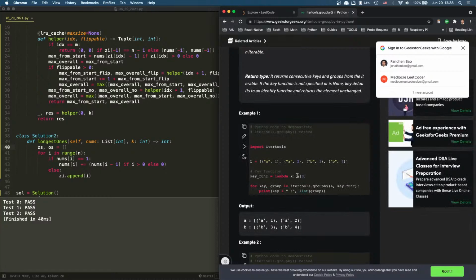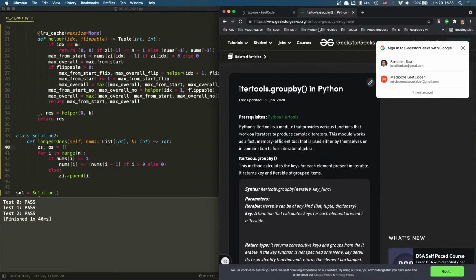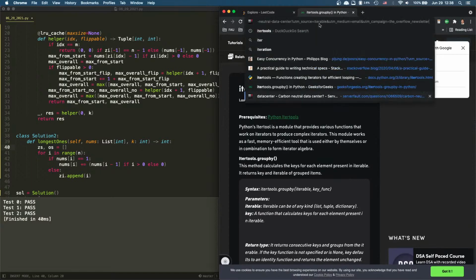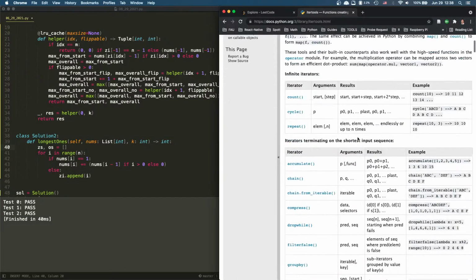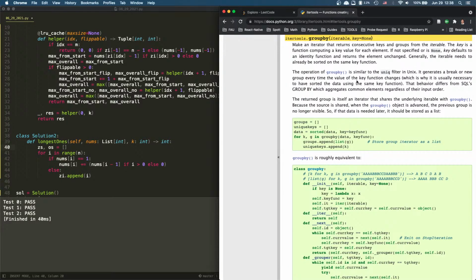itertools.groupby. Yeah, it has groupby. Okay, let's go back to itertools. I didn't see groupby. Oh, it's right here. All right, groupby. It says make an iterator that returns consecutive keys and groups from the iterable. A key is a function computing a key value for each element. If not specified, key defaults to the identity function.